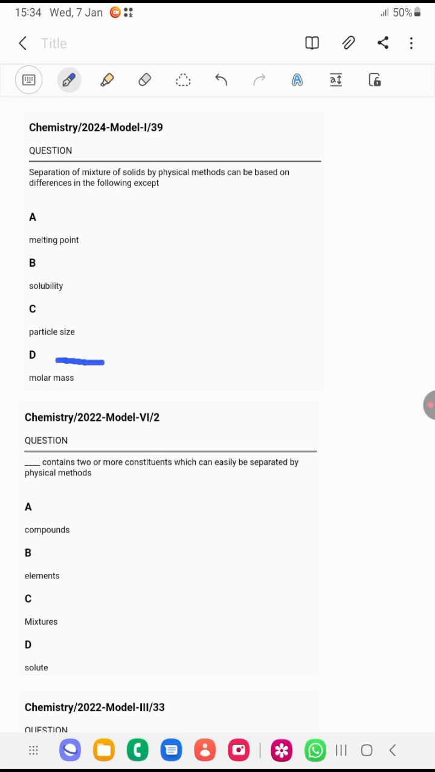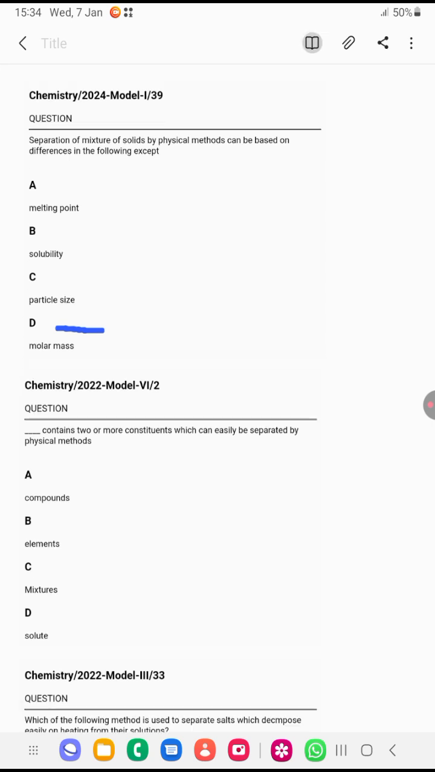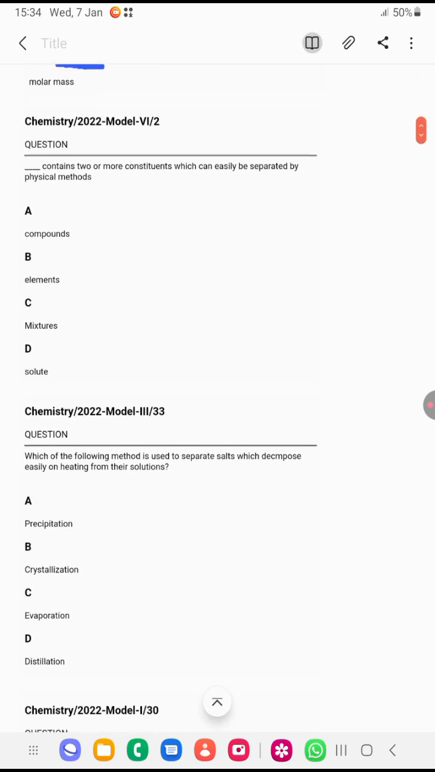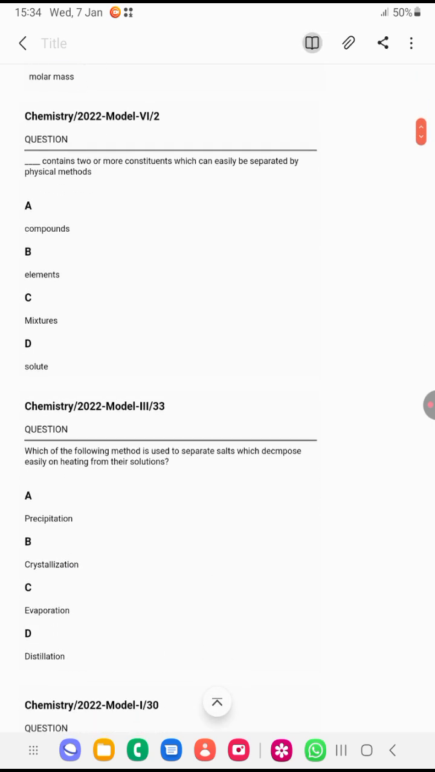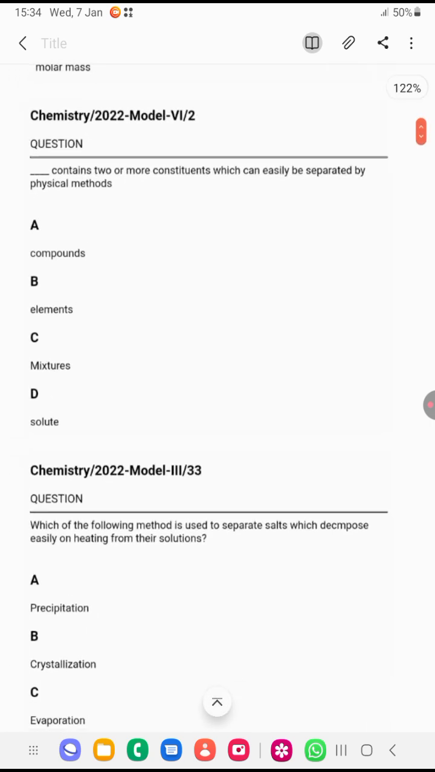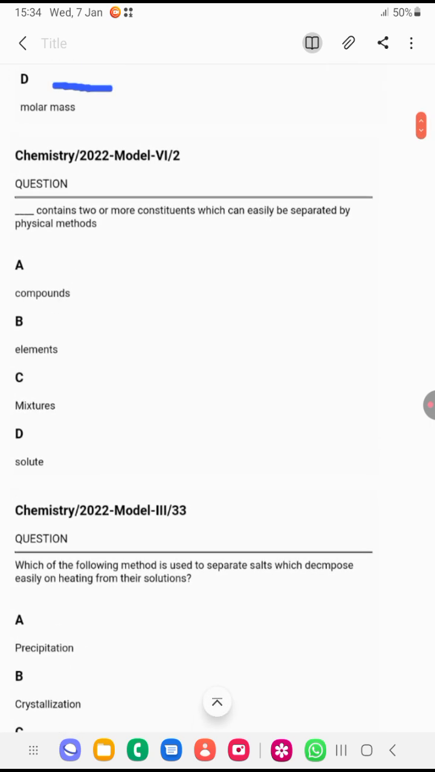D is the answer. So let's look at the second question. Dash contains two or more constituents which can easily be separated by physical method.